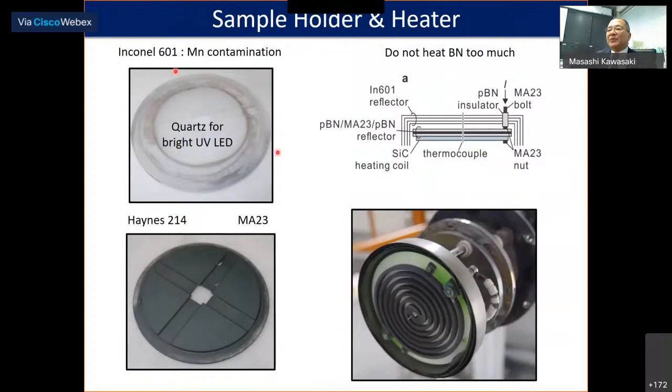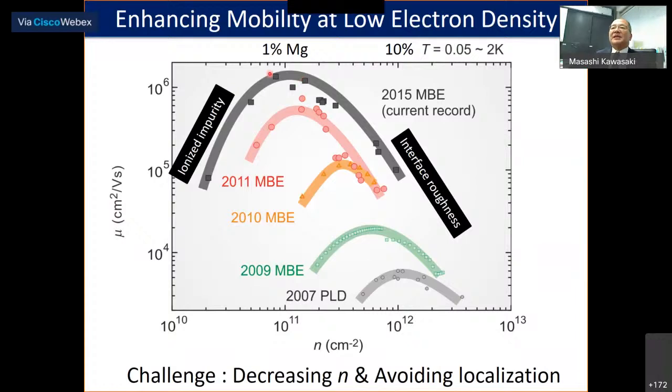And finally, if I tune up all the details of the heating system in our MBE, we can finally achieve very high mobility exceeding 1 million. As you can see, this is our 8 years of progress, and we can readily, reproducibly make very high mobility zinc oxide. And this is a very clean semiconductor. Let me show you how clean it is compared with conventional semiconductors.